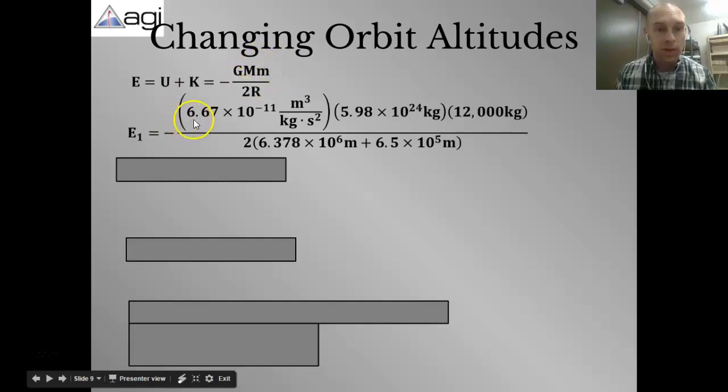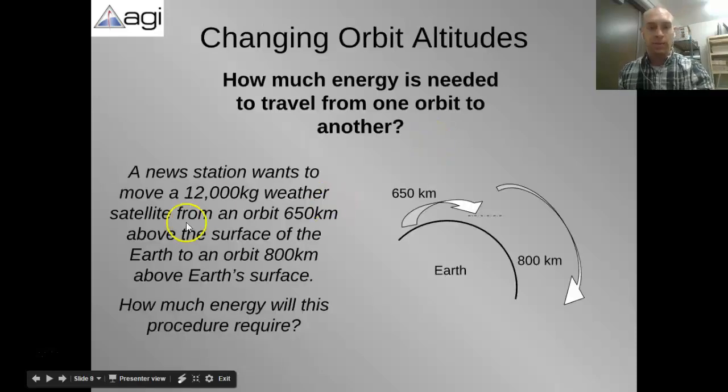So this one is our constant. We have our mass of the Earth, we have mass of the satellite, and then we have the r, which is the radius of the Earth plus the height, which is 650 kilometers, or 6.5 times 10 to the 5th meters if you go back. That's this value right here.